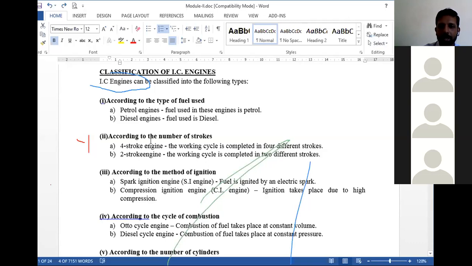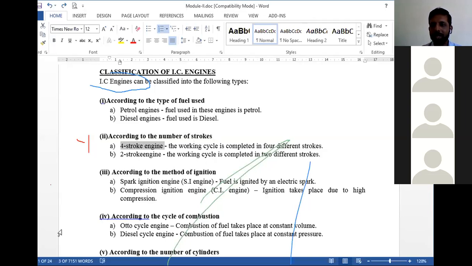The next type on which we can classify is according to the number of strokes. To complete one cycle of combustion, how many times does the piston have to move? There are two types: a four-stroke engine and a two-stroke engine. A four-stroke engine is what we generally use in most vehicles nowadays, be it a two-wheeler or a four-wheeler, petrol engine, diesel engine, everything. A two-stroke engine is like the older-days Yamaha bike, 100cc, 135cc, right?